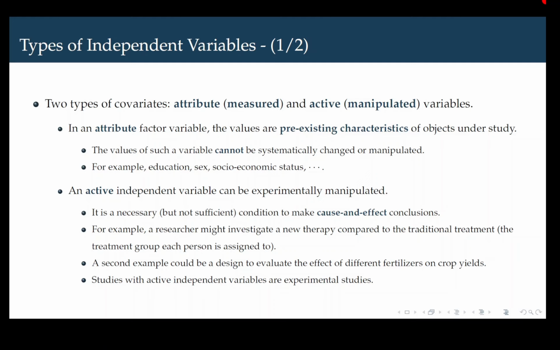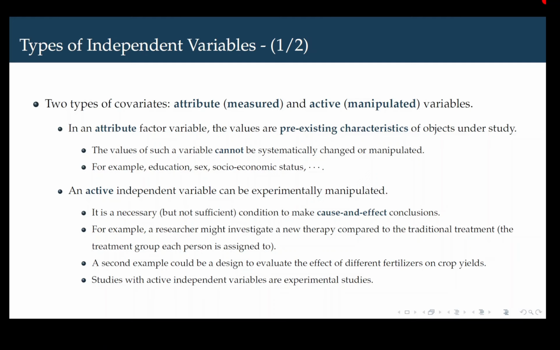In an attribute independent variable, the values are pre-existing characteristics of objects under study. So in an attribute independent variable, the values cannot be systematically changed or manipulated. They are just pre-existing characteristics of the objects. For example, you can consider education, sex, socioeconomic status. These variables represent pre-existing characteristics of certain individuals or, let's say in general, objects. Therefore, these types of independent variables are called attribute independent variables or attribute factor variables.